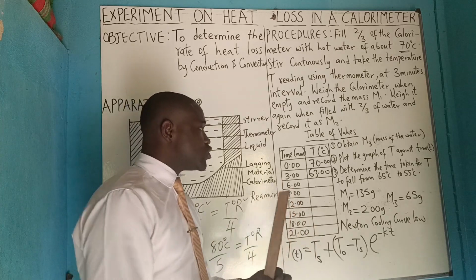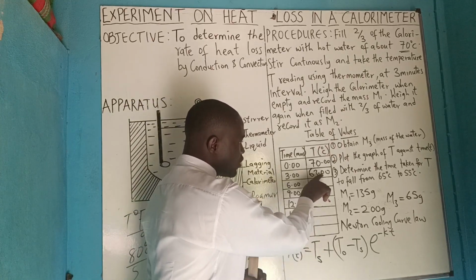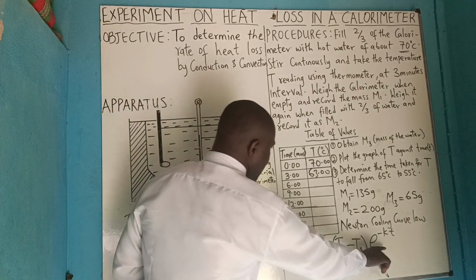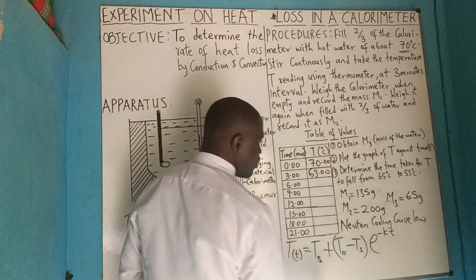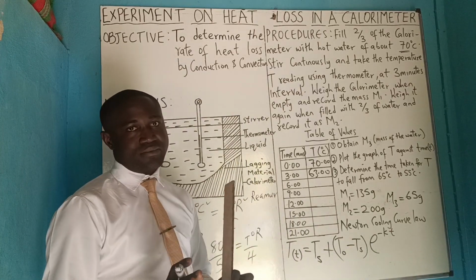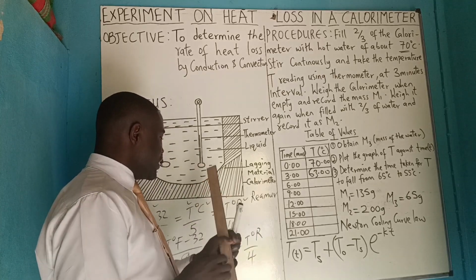So what you need to do is take this one you have gotten, and put it in this formula. Once you put it in this formula, whatever it gives you as the value of k, note it. I repeat, whatever it gives you as the value of k, note it. Okay, let's do that.